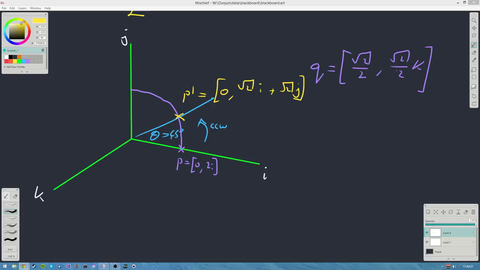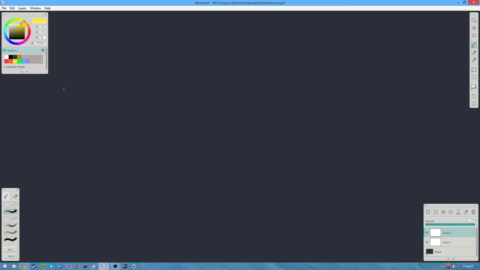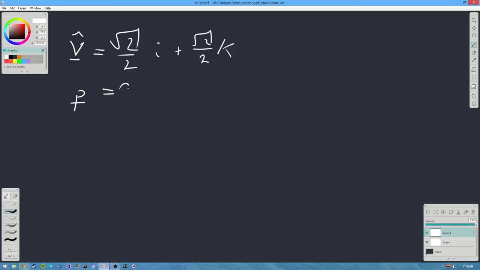So let's now think of something which is not perpendicular or orthogonal or normal or at right angles to P. So many different words to explain that same concept. Let's create a new vector, so a new direction. If we specify that the vector part of the quaternion is V hat, and it's normalized, it's going to be root 2 over 2 i plus root 2 over 2 k, like so. And then we're going to keep P the same, don't worry.